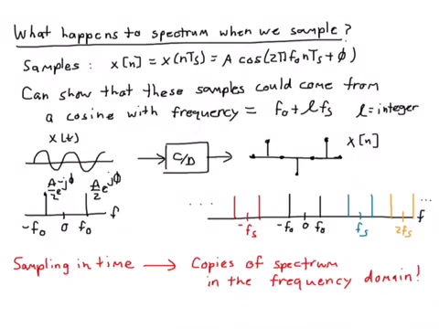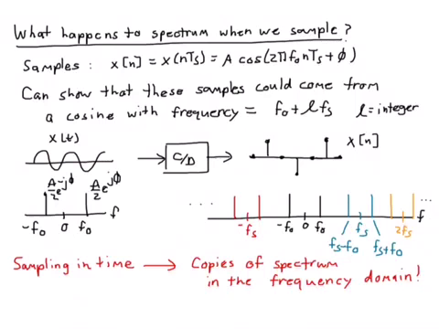This edge here is at f sub s minus f0, and this point here is at f sub s plus f0. So this is the copy that we see around fs. Similarly, we have a copy around 2fs, drawn in orange here, and a copy around minus fs, drawn in red. I could continue drawing copies all the way out to minus infinity on the left and positive infinity on the right.